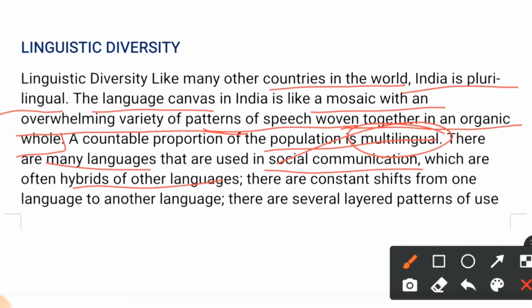There is a constant shift from one language to another, and language forms change. For example, your Hindi is derived from Sanskrit. So Hindi is a form of Sanskrit, but it has changed now. If you look at it this way, other languages of India are also connected with the major languages.